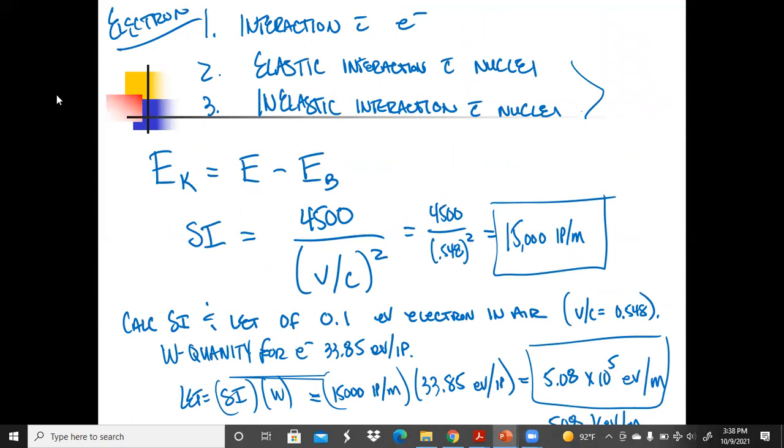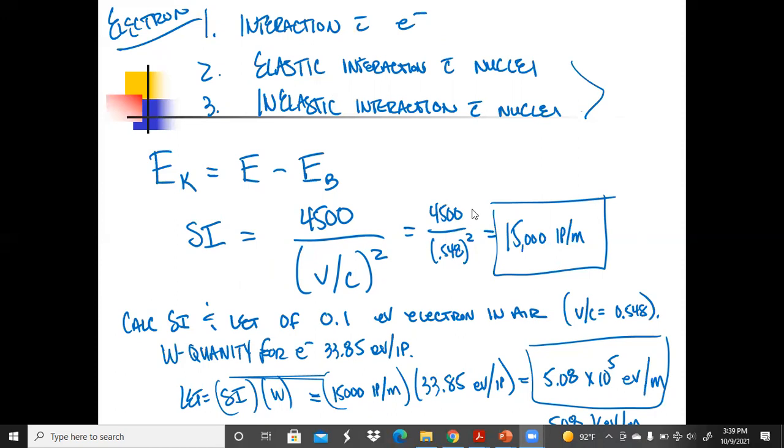Okay, so now, what about electrons? Interactions with electrons, we could either have elastic interactions with the nuclei, or we could have inelastic interactions with nuclei. So our kinetic energy here is basically going to be whatever energy we started with minus the binding energy in order to be able to release an electron. So we've got our specific ionization here, and we're going to take that and divide. We're going to take 4,500 here, and we're going to divide it by V over C.